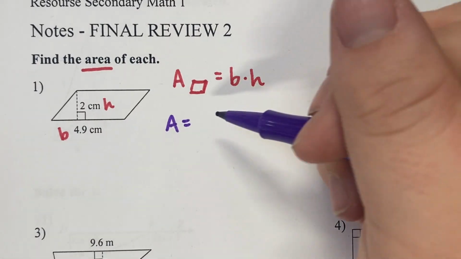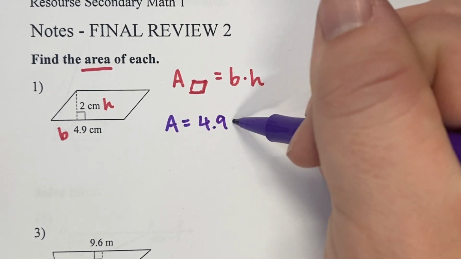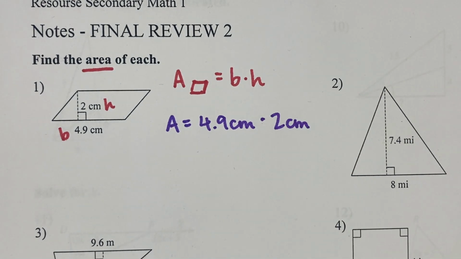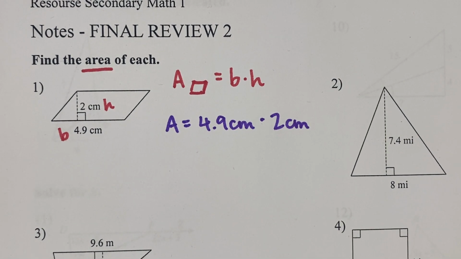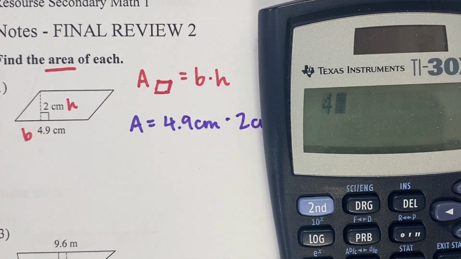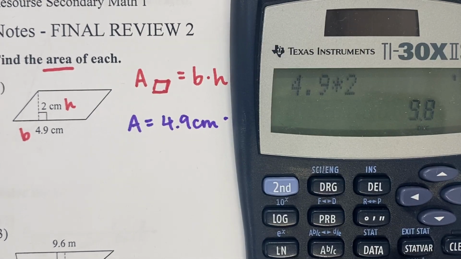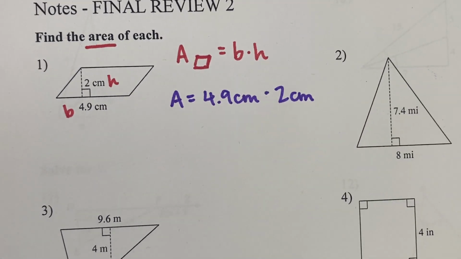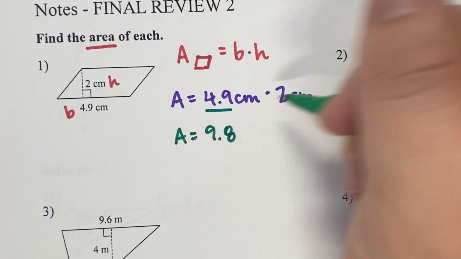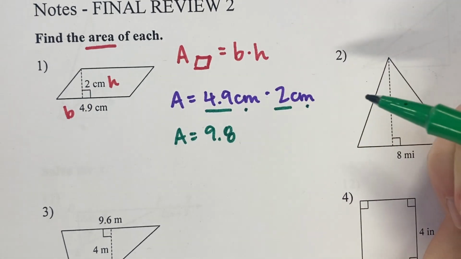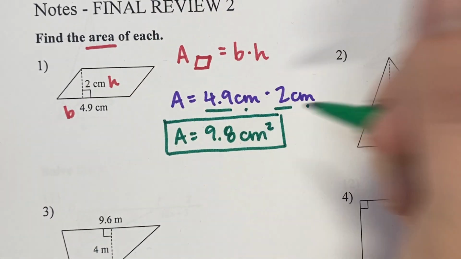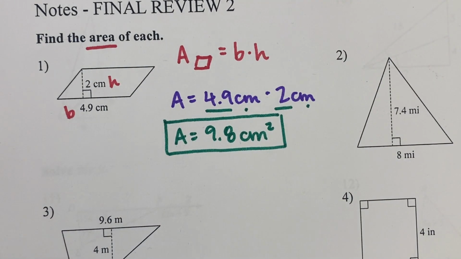We have area equals our base, 4.9 centimeters, times our height, 2 centimeters. We have a decimal, so you'll probably need a calculator. So we have 4.9 times 2. It's going to give me 9.8. So the area of this is 9.8, because 4.9 times 2. And then centimeters times centimeters is where we get our centimeters squared. And there we go.